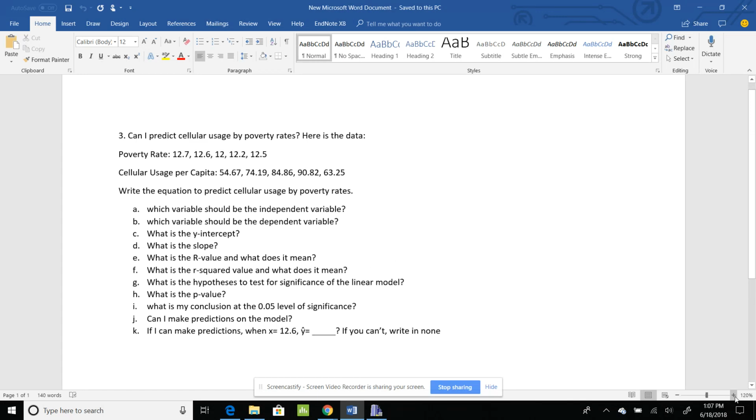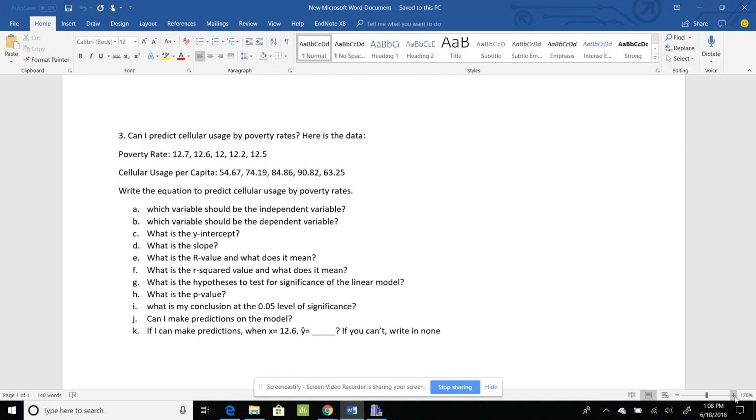So let's do a practice problem for linear regression. Right now I have a question: can I predict cellular usage by poverty rates? And here's my data. I have 5 values for poverty rate and I have 5 values for cellular usage per capita. And know that 12.7 correlates to 54.67.